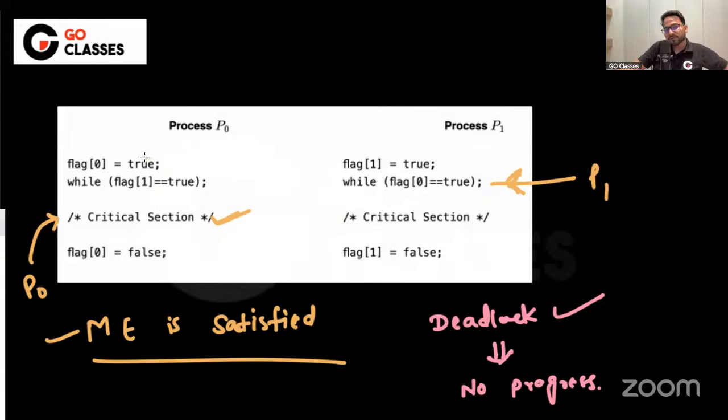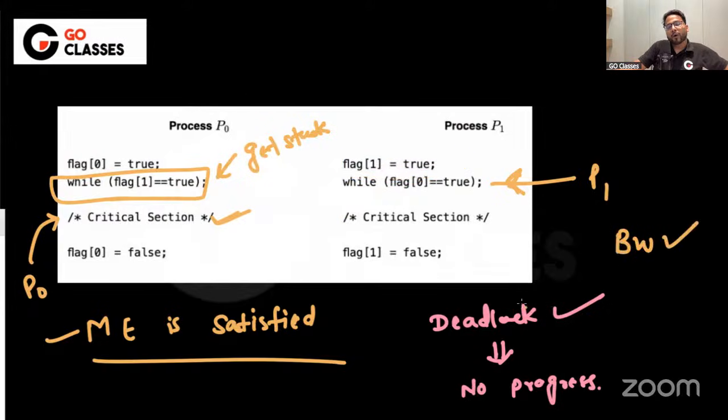It is definitely possible that if p0 is here and p1 tries to execute, then it will be in this loop, right? Now just check, can p0 go out and come again? I'm not scheduling p1 currently. Just check if p0 can go out and come again. If it goes out, then flag 0 is false, flag 0 is true, that's fine. Then can it come again into the critical section? No. Why? Because flag 1 equal to true, it will get stuck here, right? Because flag 1 is already true. So that's why bounded waiting is also satisfied. Why? Because p0 cannot go out and come again.